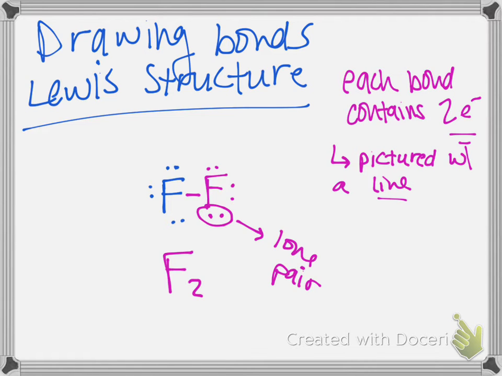So, how many lone pairs do I have in this structure? 6. Okay, I have 6 lone pairs. 1, 2, 3, 4, 5, 6.